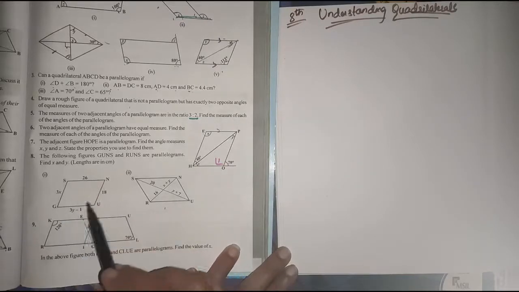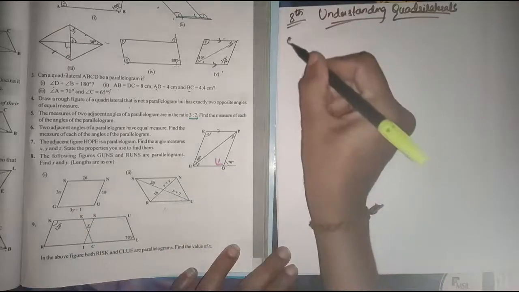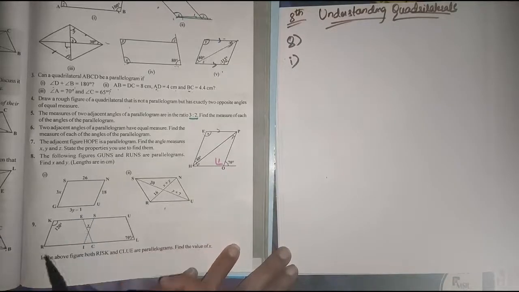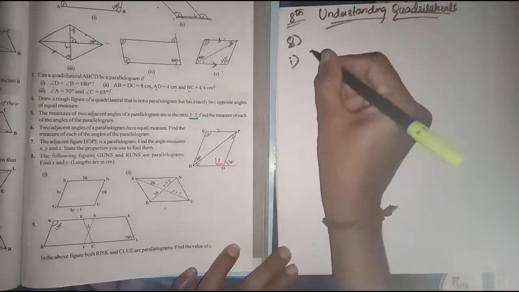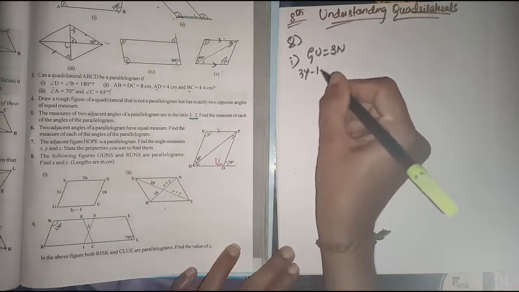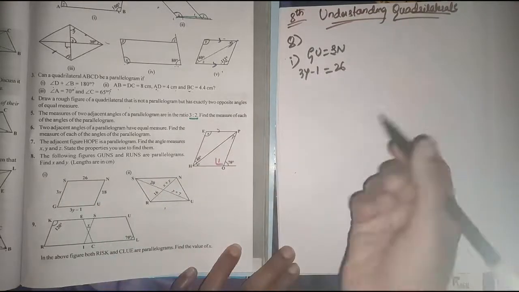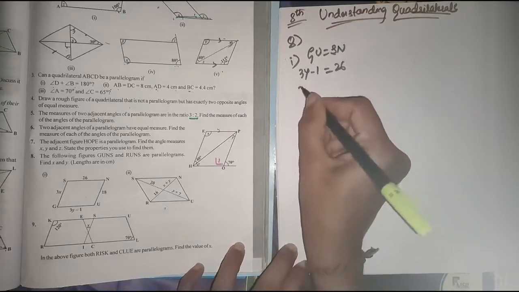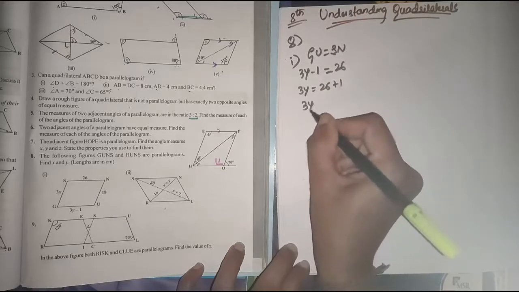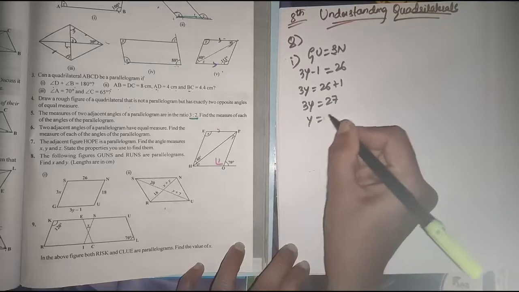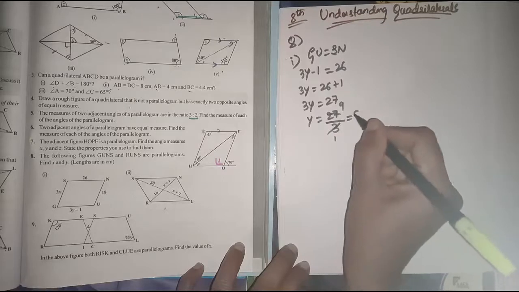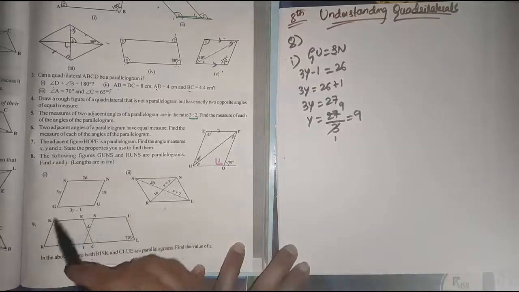In this parallelogram, we know opposite sides are equal and parallel, that is, GU equals SN. Here GU is 3y minus 1, equals SN, which is 26. So we can easily find y. 3y equals 26 plus 1, so 3y is equal to 27. So y is 27 divided by 3, which is 9. Y is 9.